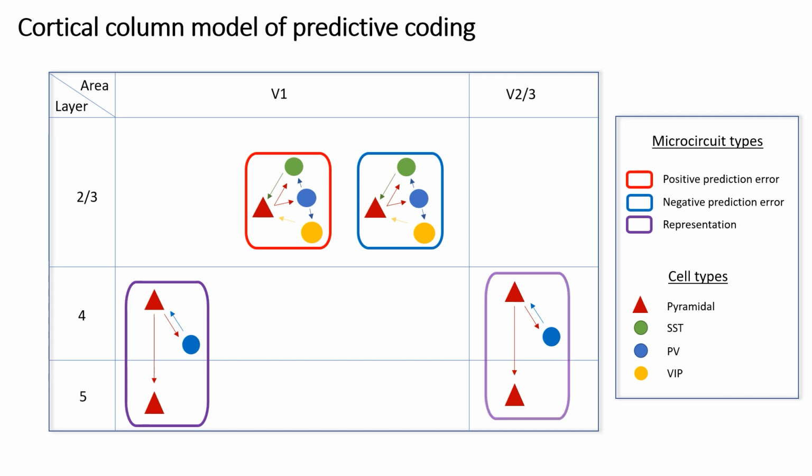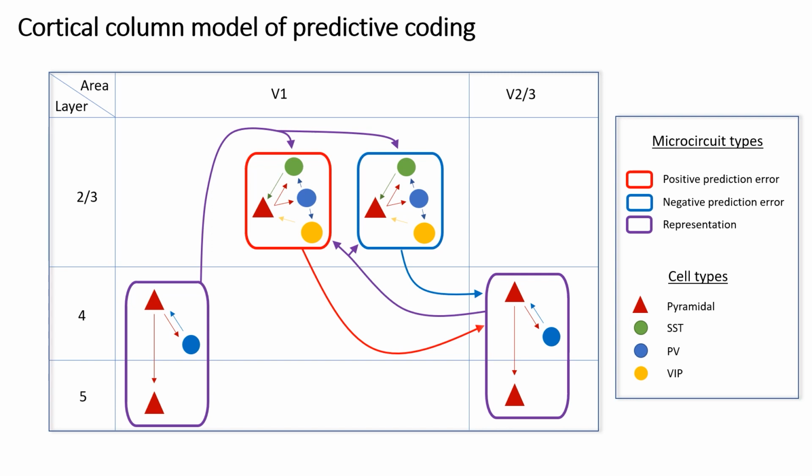The microcircuit engaging in representation makes predictions about sensory inputs arriving in the area below. In return, they receive errors in prediction from the 2 prediction error microcircuits and refine the internal representation of sensory inputs accordingly. The 2 prediction error microcircuits signal positive and negative error respectively. Positive in case the bottom-up sensory input is stronger than the top-down prediction, and negative in the opposite case.